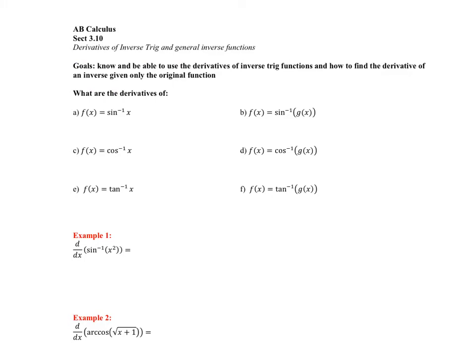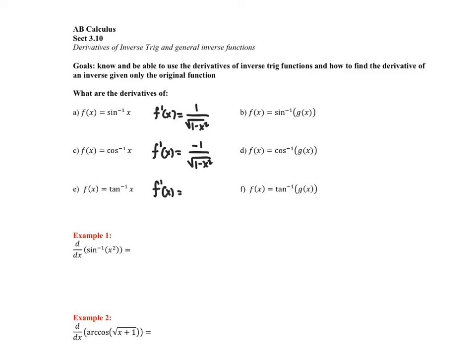All right, now for the formal part of the lesson. Our goals for today are to know and be able to use the derivative of inverse trig functions and how to find the derivative of a general inverse function, given the original. So what are the derivatives of the following? We already talked about these, right? F prime is 1 over the square root of 1 minus x squared. For cosine, very similar. It'd be negative 1 over the square root of 1 minus x squared.